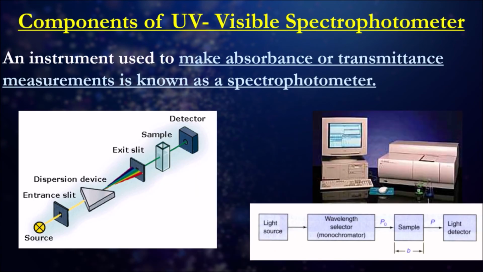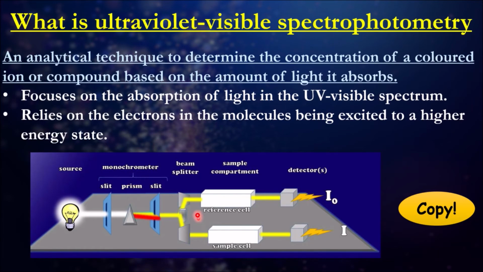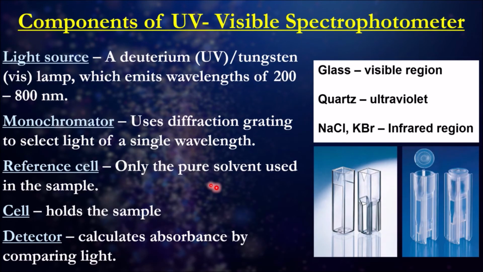So if you look at our setup here, we can see we have the reference cell. That's the sample where we can do our zeroing or calibration, so we know what the background data is, and then we have the sample that we have there. We have the actual cell that holds the sample, and then the detector that calculates the absorbance by comparing light.